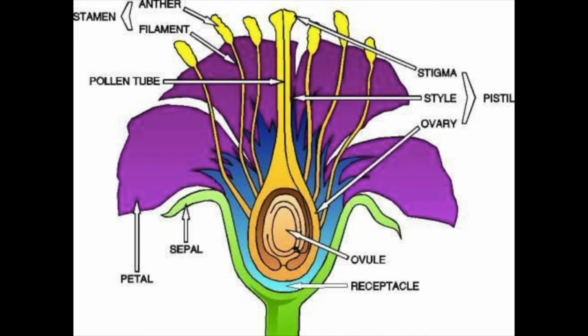To attract other animals to the flower, you have the petals. To protect the petals, you have the sepals, which actually form the outside of the flower, which is the bud. These are usually underneath the petals. Sometimes they are green, and sometimes, depending on the flower, they are the same color as the petals.